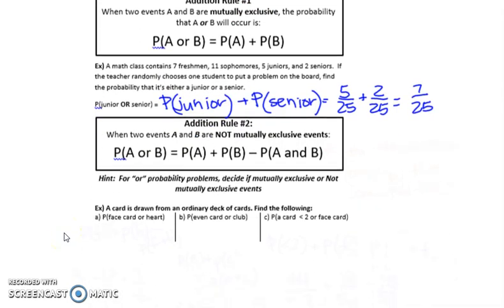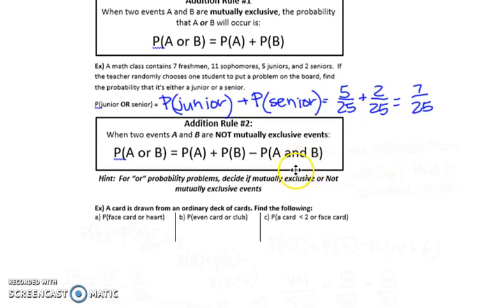Then we have addition rule number 2, which is when events are not mutually exclusive. If you recall the problem about marbles, when it's a not red or a not blue, those do have some overlap because white and green marbles are not red and also not blue. So we have to account for that overlap when we're looking at this probability. When you're doing a probability of events that are not mutually exclusive, you add up the probabilities similar to the previous rule, but you subtract their intersection.